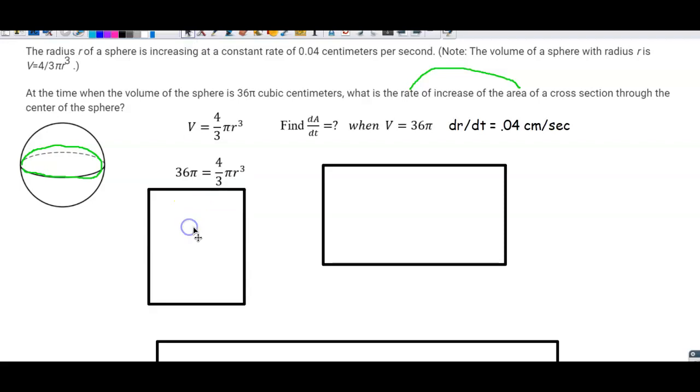So I'm going to begin by doing exactly what they said. Set volume equal to 36 pi. So I don't have to make this up. They told me to do this. Do what the problem tells you to do.